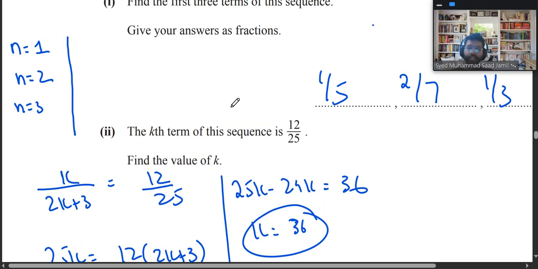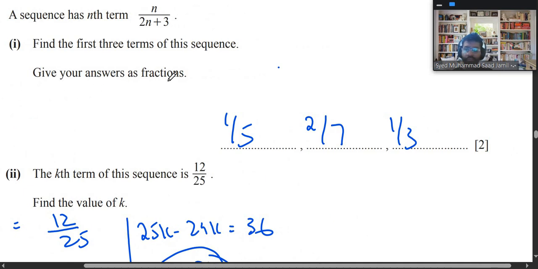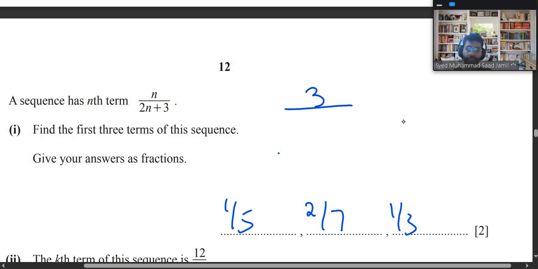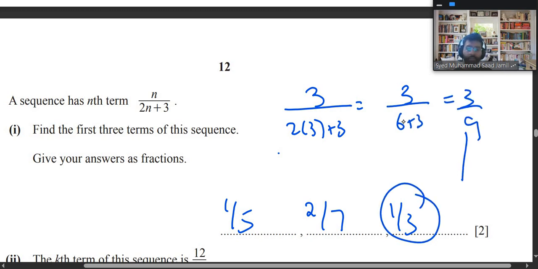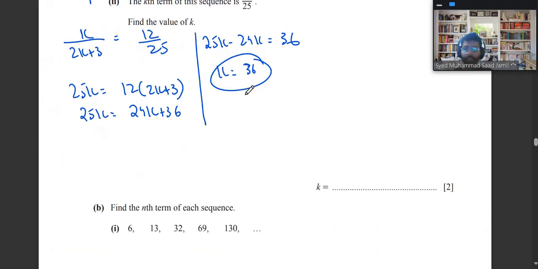Also, I just realized, since it says give your answers in fractions and it doesn't mention to simplify, this would not be 1 upon 3. Look, 3 upon 2 multiplied by 3 plus 3. So it's 3 upon 6 plus 3. It's 3 upon 9. So instead of writing 1 upon 3, write 3 upon 9. Okay, we did solve this as well.